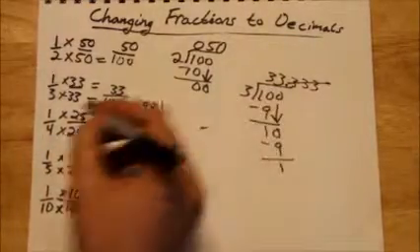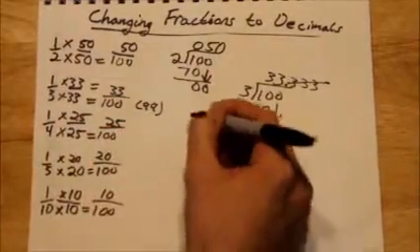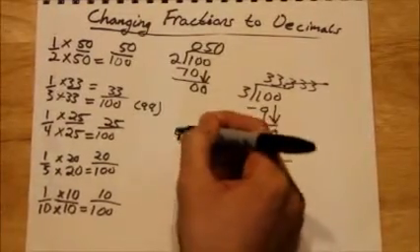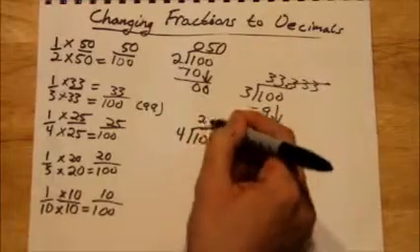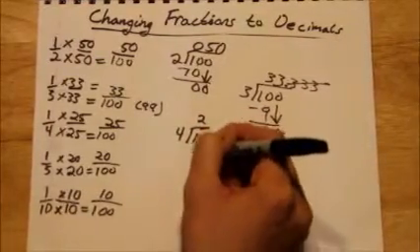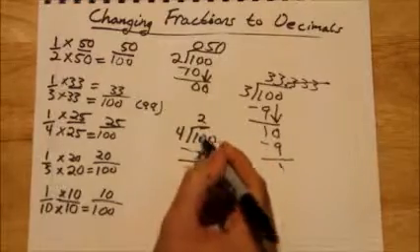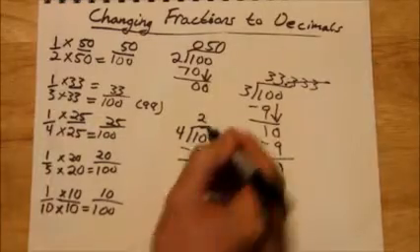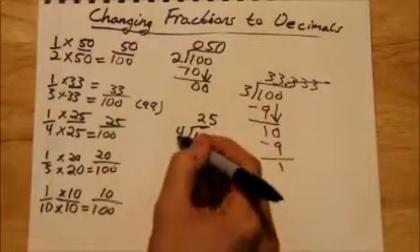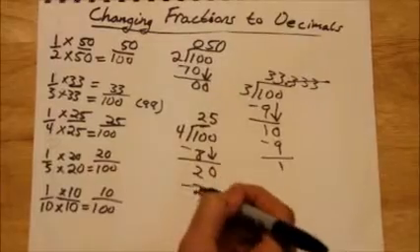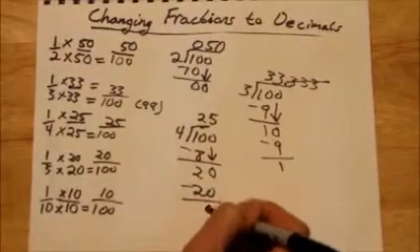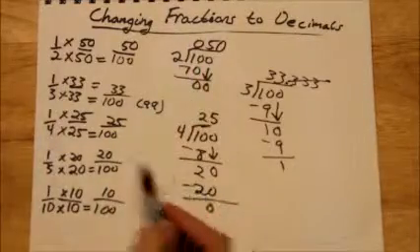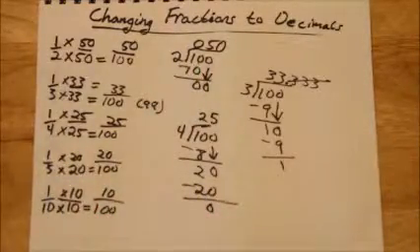Okay, so now we need to do 100 divided by 4. 4 will go into 10 2 times. 4 times 2 is 8. We're going to subtract that from 10. 10 minus 8 is 2. Bring down our 0. 4 will go into 20 5 times. 4 times 5 is 20. 20 minus 20 is 0, and we have a remainder of 0. And we can do the same thing for 1/5 and 1/10.